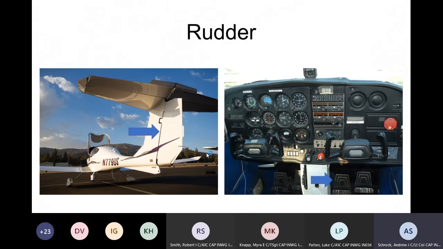So we're going to start with the rudder. Okay, so notice the arrows on the left. You'll see the rudder. You can see there's 2 parts to the tail of the airplane. The part that the arrow is pointing to is the rudder itself. This part moves to the left and right, and is controlled by the rudder pedals, which, if you look on the right, you see the arrow. Down by where your feet would be, those are the rudder pedals.